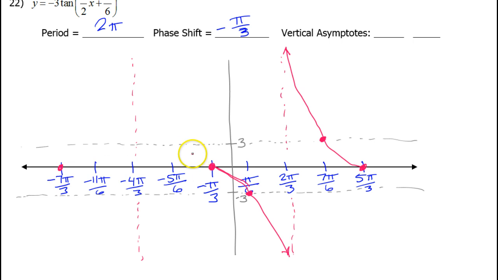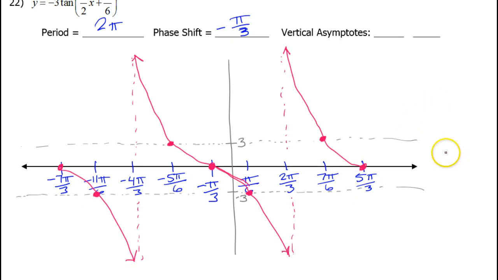So now I'll do my other period over here. And again, it should be falling. As it falls, it should be at the a value, so this should be looking like this. And it should be falling from here as well. As it falls, it should pass through the a value right here. So it should be looking like this. Alright, so there's two periods of your tangent function.